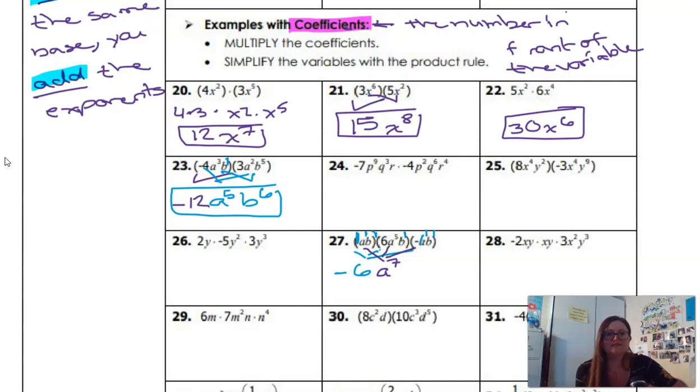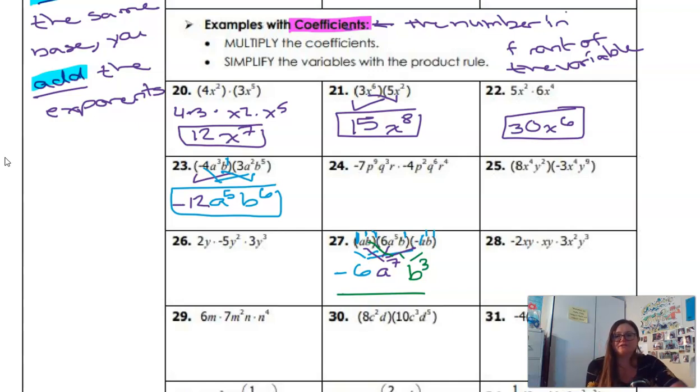And then last, we need to deal with our B's. So we have B to the first, B to the first, and B to the first. So that's a total of 3 B's, B to the third. So our final answer is -6, A to the 7th, B to the third power. So that one can look a little tricky because there's not a lot to start off with. But once you add in all those invisible ones, it's not so bad.